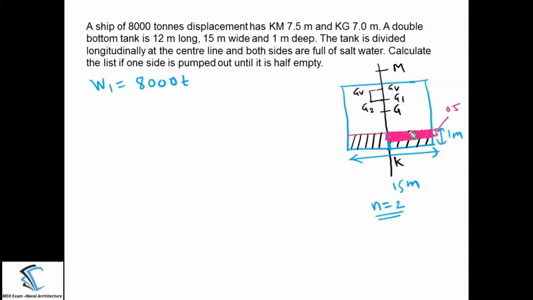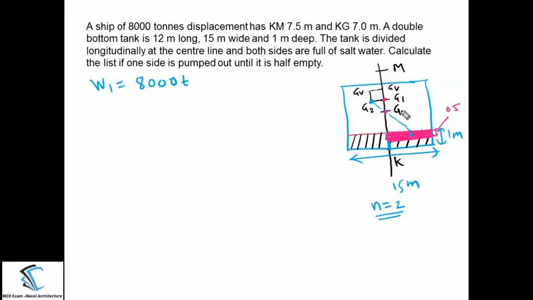If you are removing the weight from the starboard side, what will happen? There will be 3 conditions going to occur here. The first condition is because of the removal of the weight, there will be a vertical rise of the center of gravity, that is G to G1. But whatever the water you are pumping out, it is not from the center line, it is from the starboard side. So center of gravity of this water which is removed will be somewhere here. So the new center of gravity will be in the inclined direction like this. So this is the new center of gravity after pumping out the water.